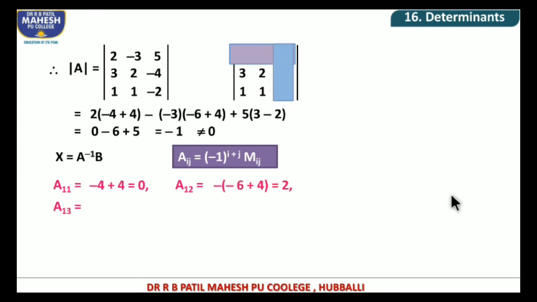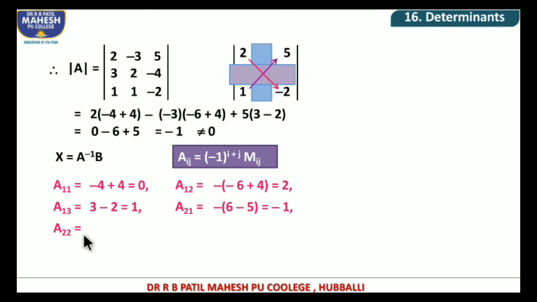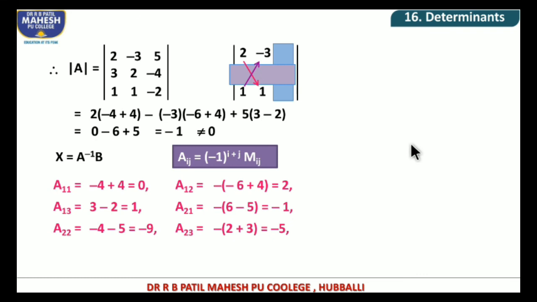A13, for that one we have the sign plus. Therefore, 3 minus 2, here again 1. And A21, for that one we have to eliminate the second row and first column. Therefore, the sign is minus of 6 minus 5, that is minus 1 only. A22, here we have the sign plus and we have minus 4 and minus 5, that is minus 9. And for A23, we have the sign minus and eliminate the second row and third column. Then we have 2 plus 3. Minus of 2 plus 3 is equal to minus 5.